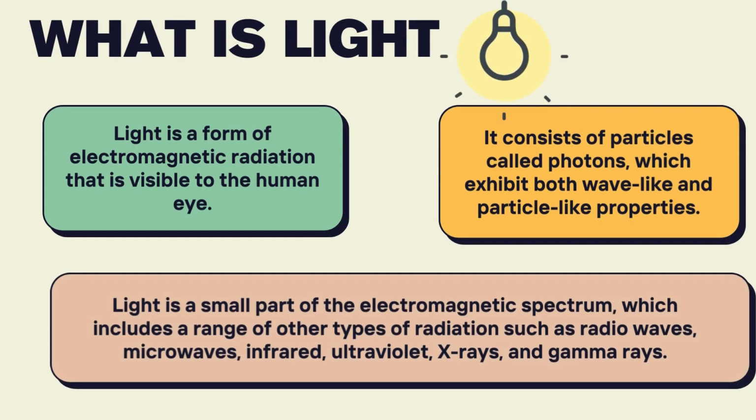Light is an essential form of energy and a type of electromagnetic radiation that our eyes can perceive. It consists of tiny packets of energy called photons. These photons exhibit dual nature. They behave both like particles and waves, making light an intriguing subject of study in physics.